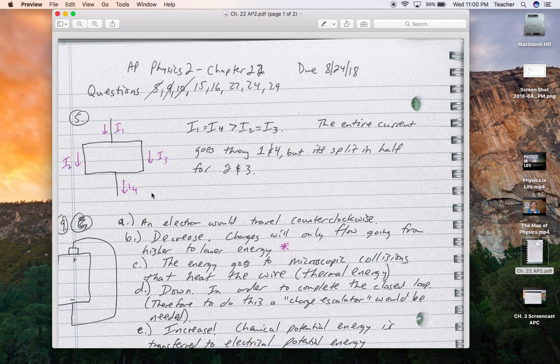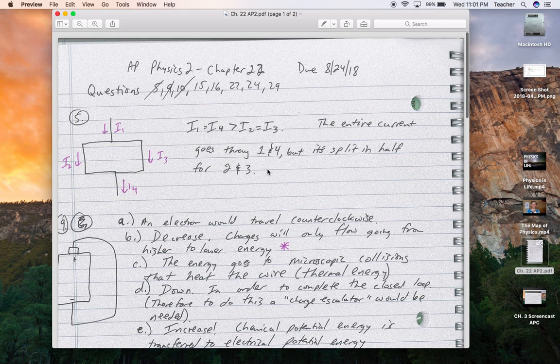This is the picture. See here, it said all wires are made of the same material, lengths were the same, and so forth. So if you look at this picture for number 5, the current would split for the left side and the right side and then come back together at the bottom. So therefore I1 and I4 must be the same. I3 and I2 would actually be half as much as I1 and I4 because the current would be evenly split in this case.